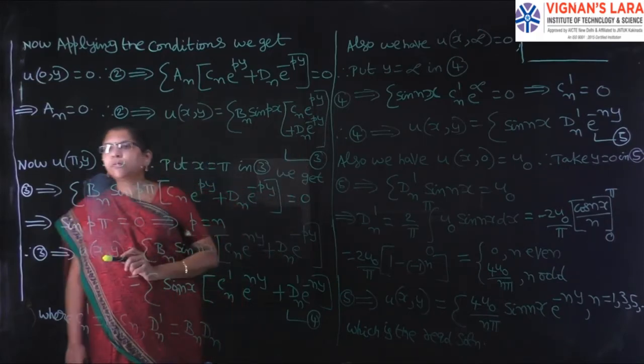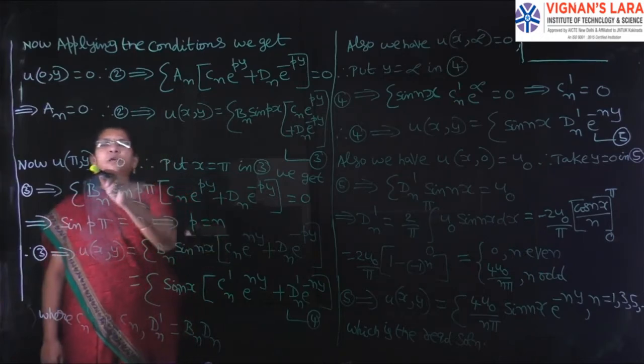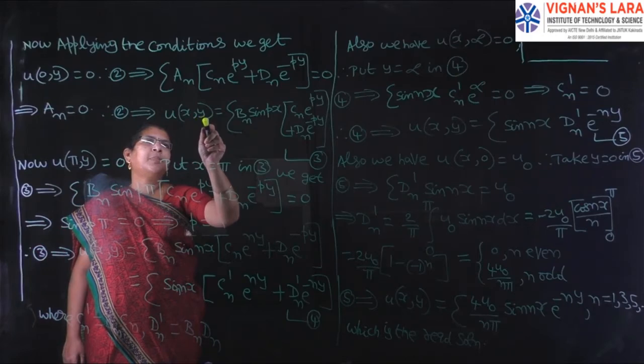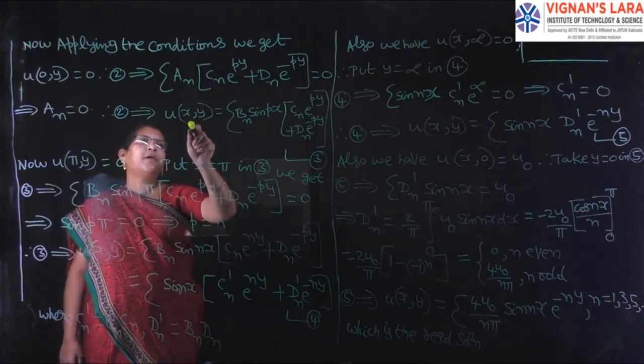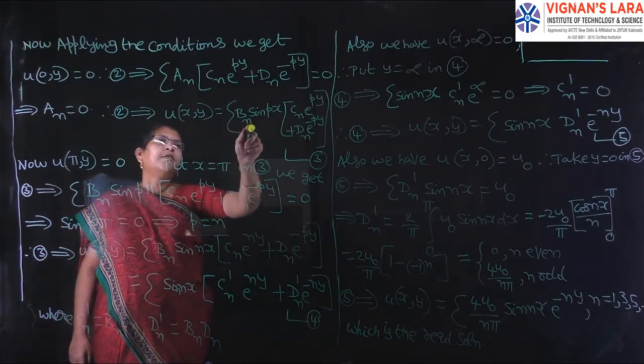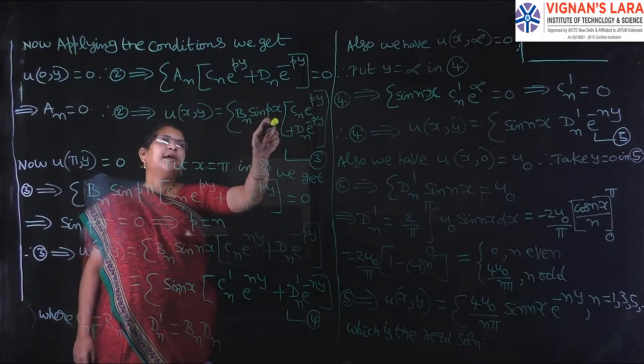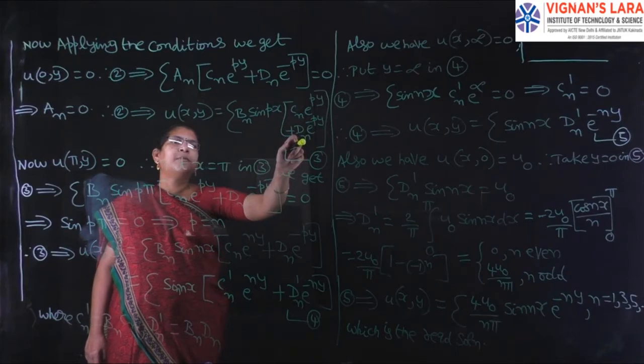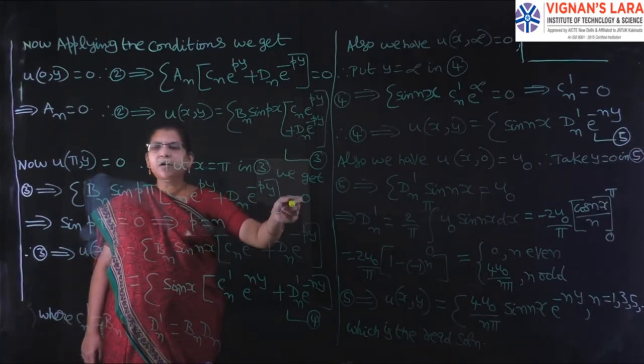Okay. What is second condition? U of pi comma y equal to 0. That means in equation number 3, you take x equal to pi. Then what will you get? Summation bn into sin p pi into (cn e power py plus dn e power minus py) is equal to 0.